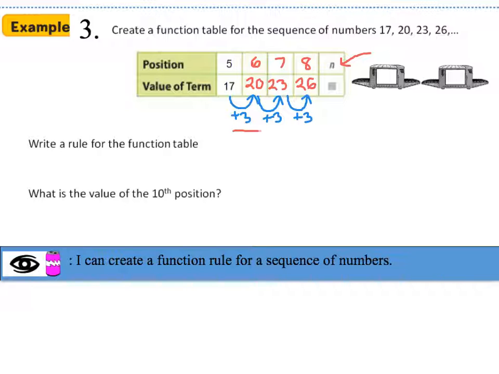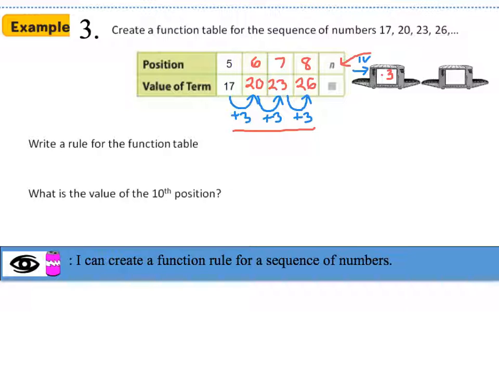So we know this is repeated addition, but a shortcut to repeated addition is to multiply. So I can multiply the position number by 3. So that would be my first thing to do inside of the machine, just multiply it by 3. If I take the position number, which is the input, plug it into the machine, I should get my value of term, or my output.